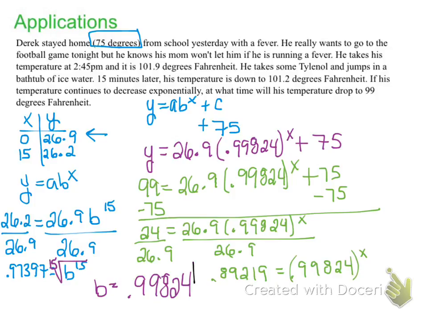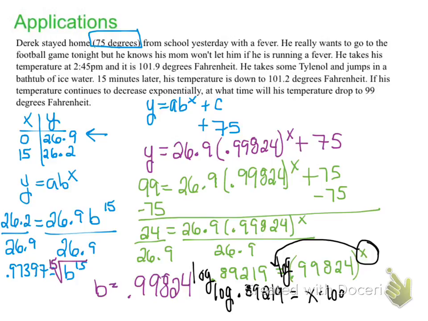And that's where you end up having to take the log of both sides. I'm just going to go ahead and use the common log. And by taking the log of both sides, that allows me to bring my exponent out in front of that logarithm. So I end up with the log of 0.89219 equaling x times the log of 0.99824. Now remember that these logs are just values.